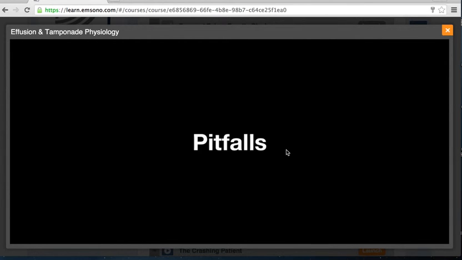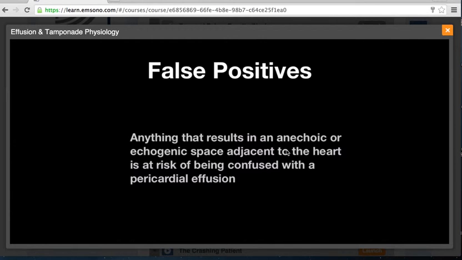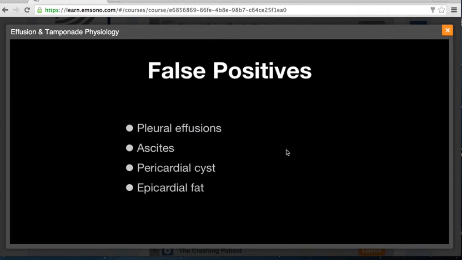Now let's look at some of the pitfalls of this exam. Remember, anything that results in an anechoic or echogenic space adjacent to the heart is at risk for being confused with a pericardial effusion. False positives can include pleural effusions, ascites, pericardial cysts, and epicardial fat pads.